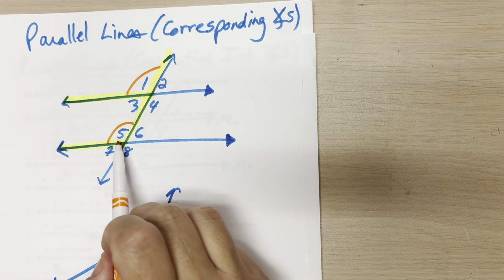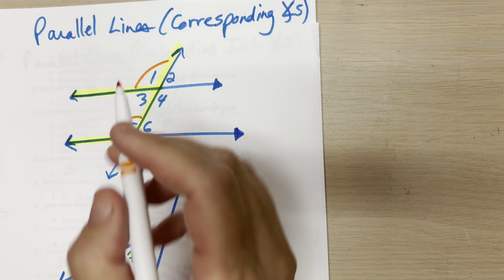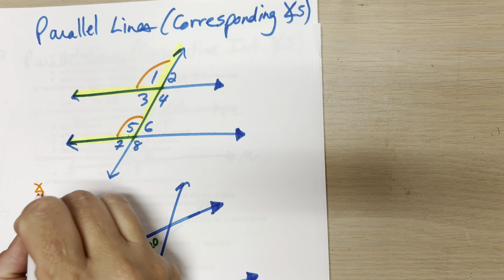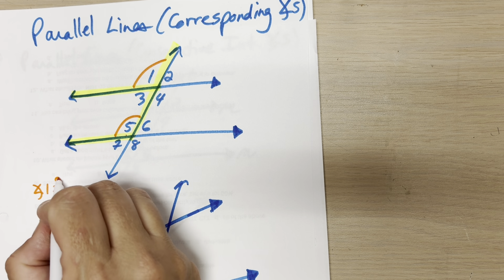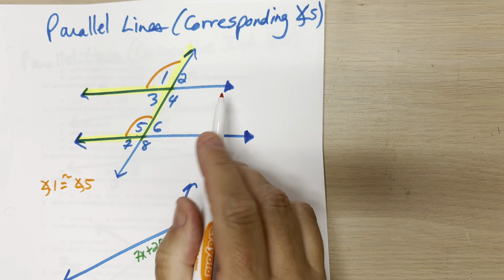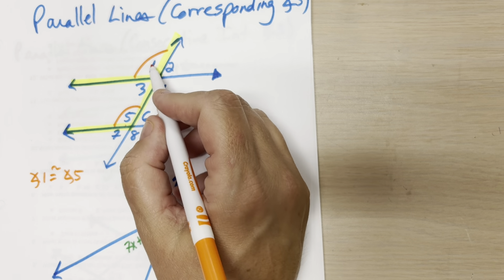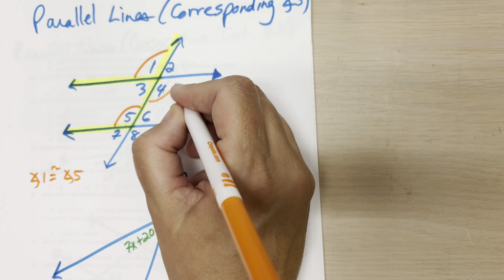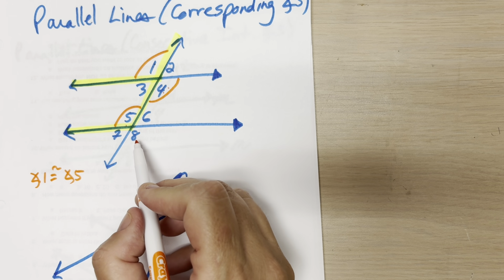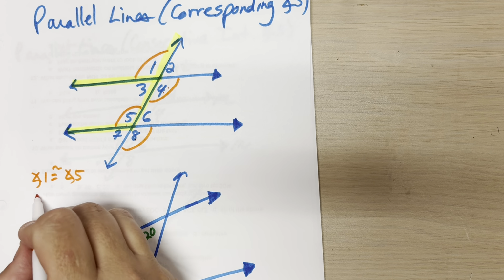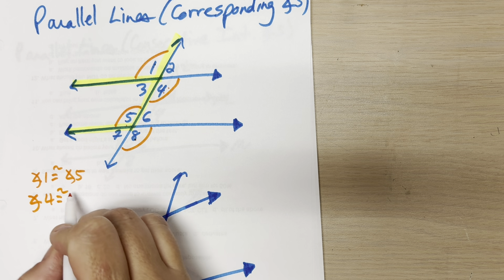So I've got 1 and 5 that are corresponding. So I can list that out, angle 1, and they are congruent. And remember, this is when we have parallel lines. I can also look at 1 and 4. They're vertical angles, so they are also congruent. 4 corresponds with 8. So angle 4 is congruent to angle 8.